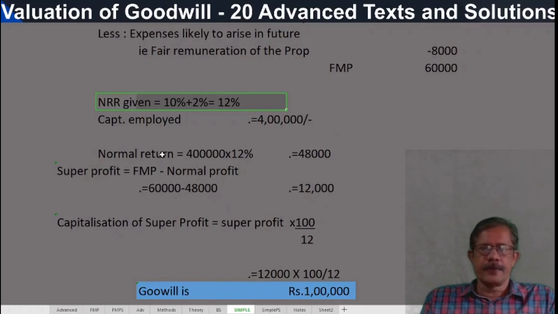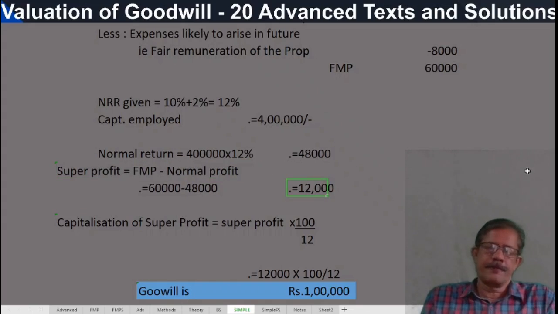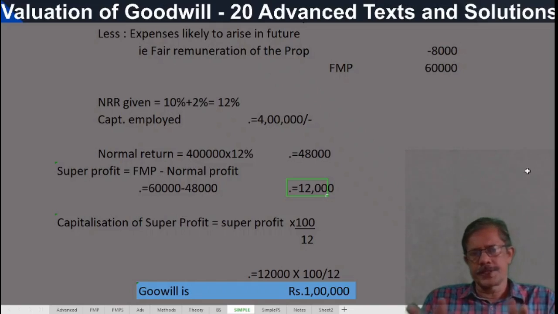So capital employed is 4 lakhs, normal return is 12% of 4 lakhs, that is 48,000. Super profit is equal to FMP minus normal profit, that is 60,000 minus 48,000, so we got super profit of 12,000. If it is multiplied with the number of years' purchase given in the question, this is goodwill as per purchase price. Purchase price is not given, so we should assume it is the capitalization of super profit method.